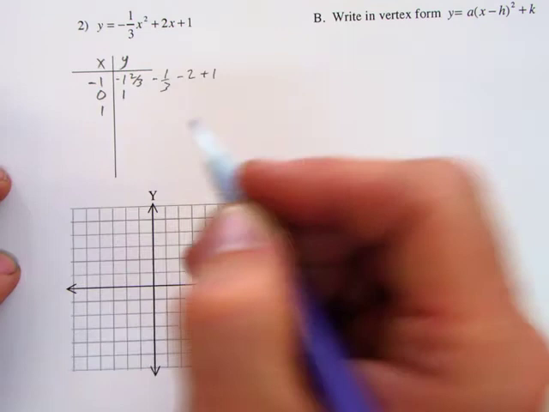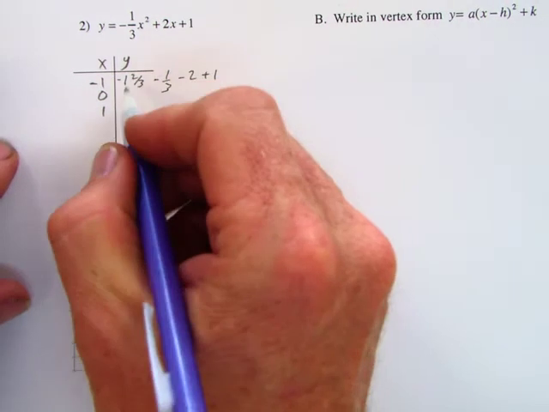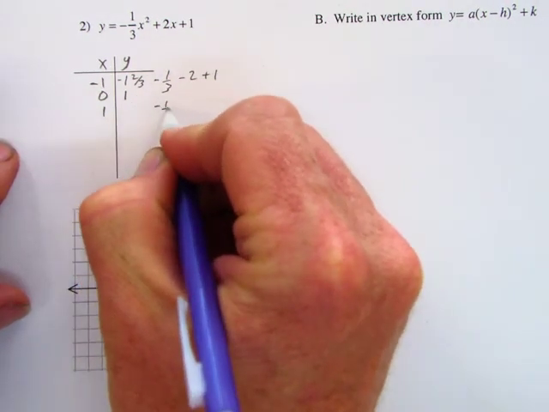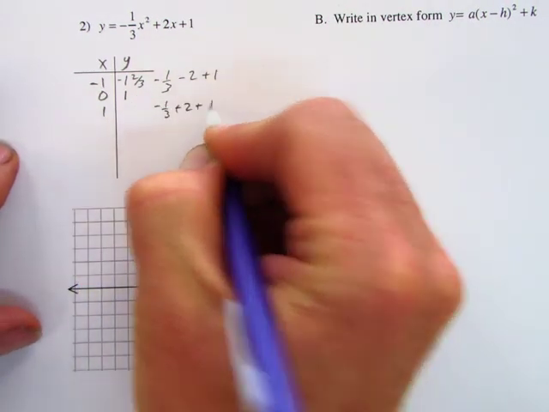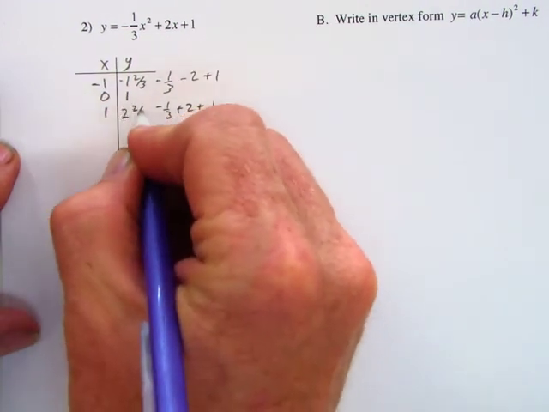0, that one's easy, just plug in 0, we get 1. Plug in 1, we get negative 1/3 again, plus 2 plus 1, and this time we get 3 minus 1/3, which would be 2 2/3.